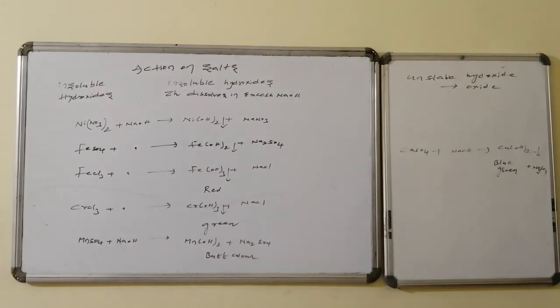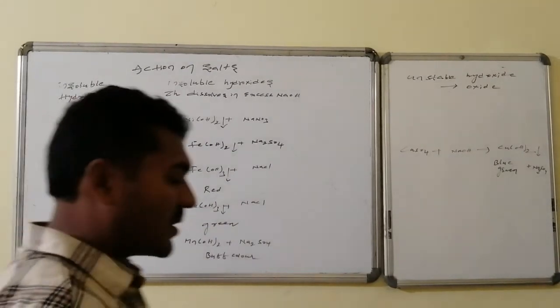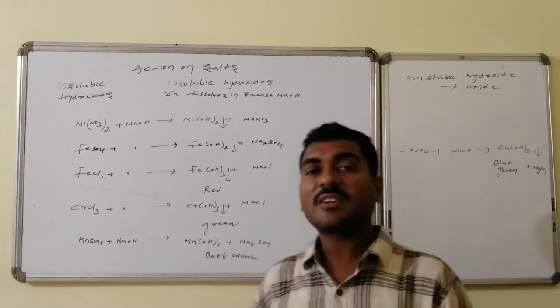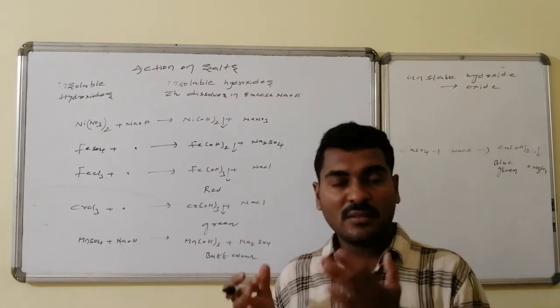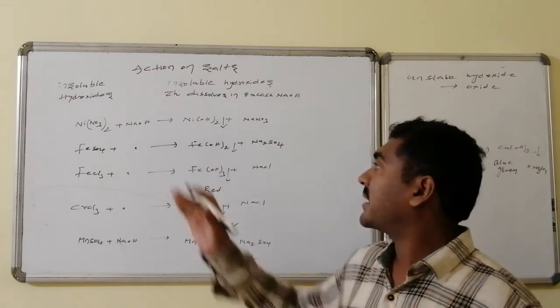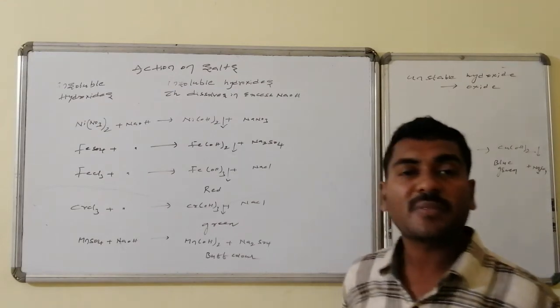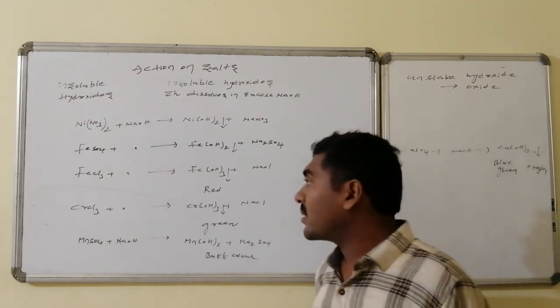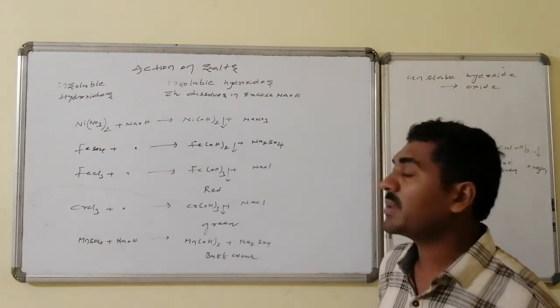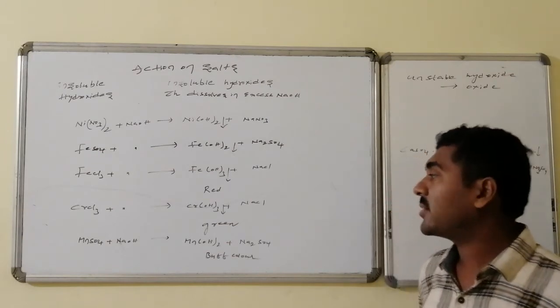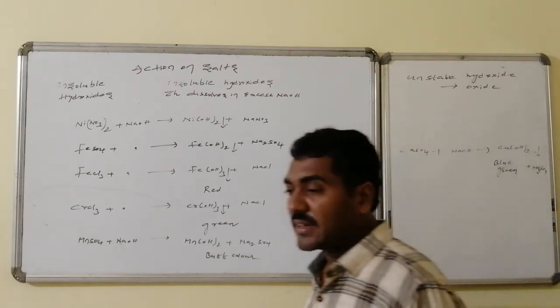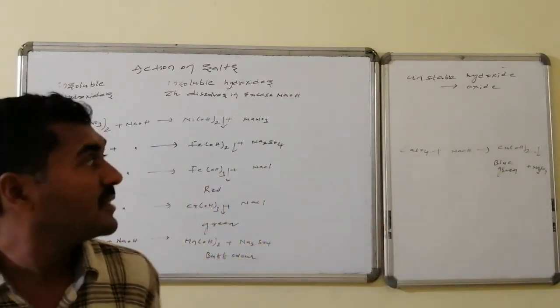Case 1, salts which react with sodium hydroxide form insoluble precipitates with different colors. Nickel nitrate forms nickel hydroxide. Similarly, ferrous sulfate forms ferrous hydroxide. Ferric chloride forms ferric hydroxide. Chromium chloride gives chromium hydroxide, and manganese sulfate gives manganese hydroxide.